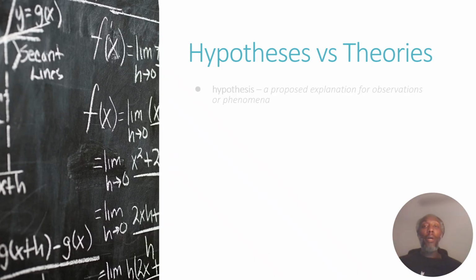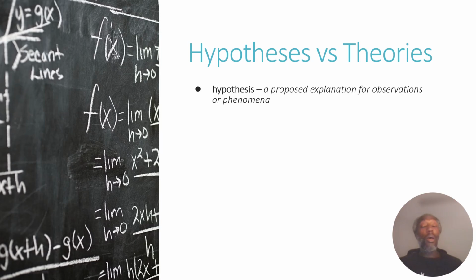You should know that hypotheses and theories differ in a couple important ways. A hypothesis is just a proposed explanation for some observations or some phenomena. If I saw a person when I was looking outside and then I looked away and I looked back, I could hypothesize that that person was abducted by aliens. It's a hypothesis. Is it likely?